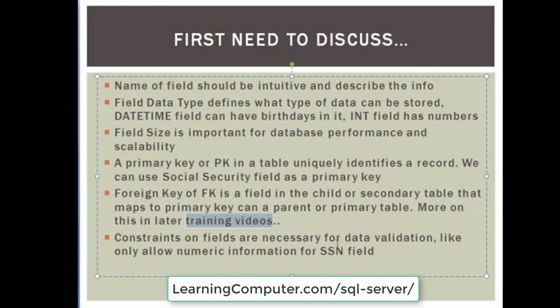And then finally, we have constraints on fields. These are necessary for data validation. So if you have a social security number field, you can only store numeric. You cannot put things like A, B, C, D, E, F within that field.